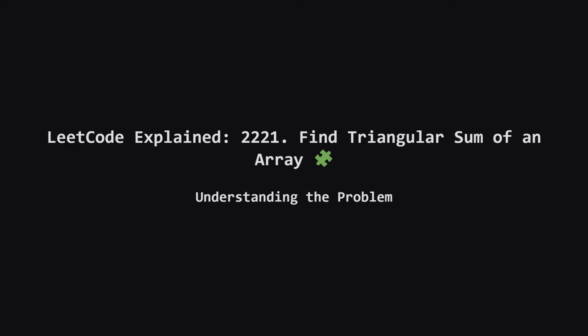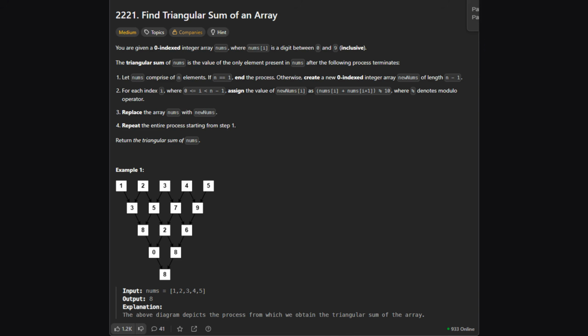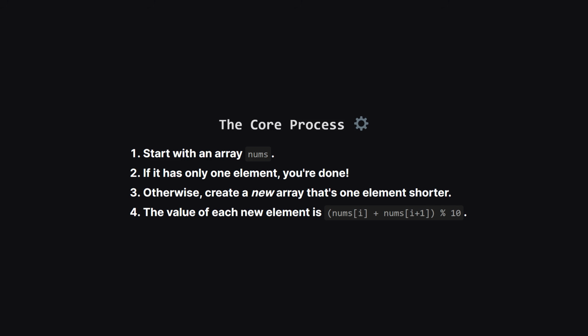Let's get started. Okay, so the problem gives us a list of single-digit numbers. Our goal is to keep shrinking this list in a very specific way until only one number is left. That final number is what's called the triangular sum. So how do we shrink the list?